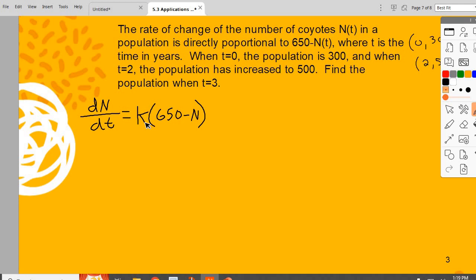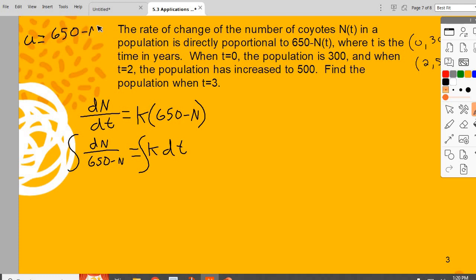Now we use separation of variables. What do we want to do with our dt? Multiply. And what do we do with the 650 minus N? Divide. So we end up with dN over 650 minus N equals k dt. Are we all separated out? Can we integrate now? Yes. Be careful here, because to integrate that we have to use substitution.